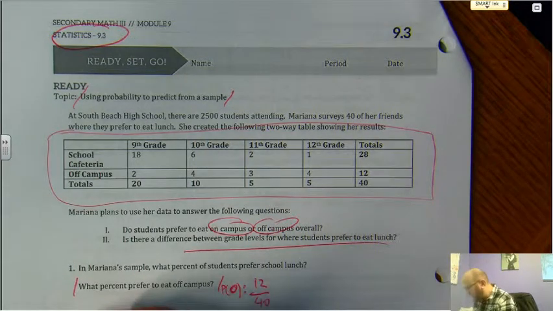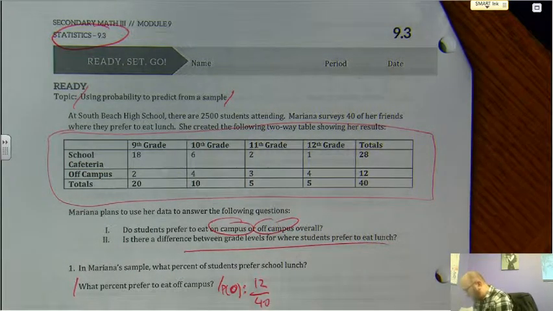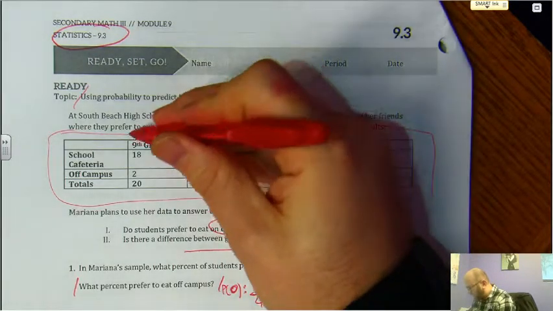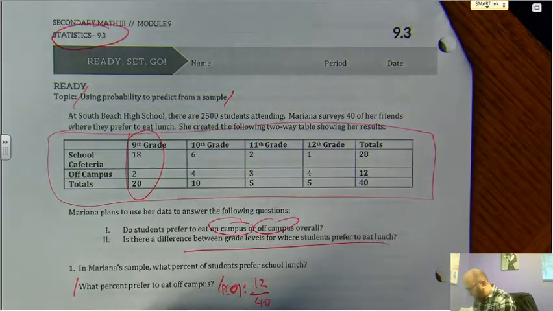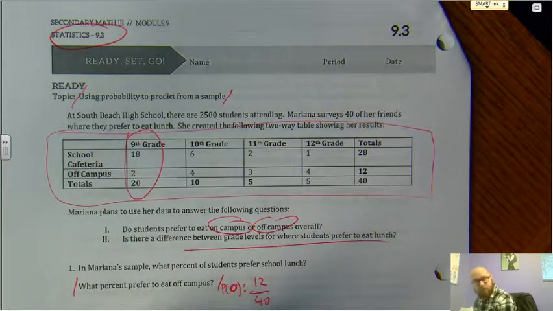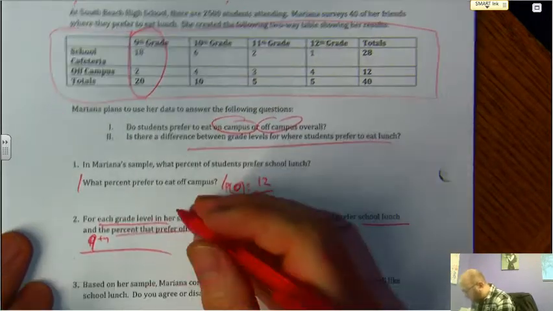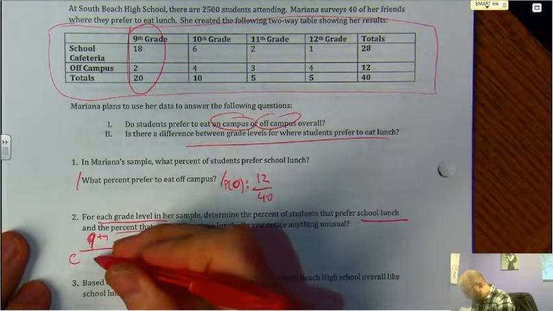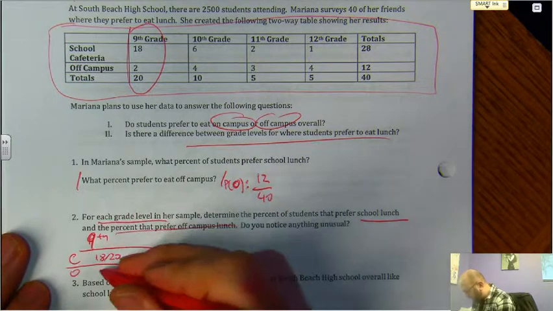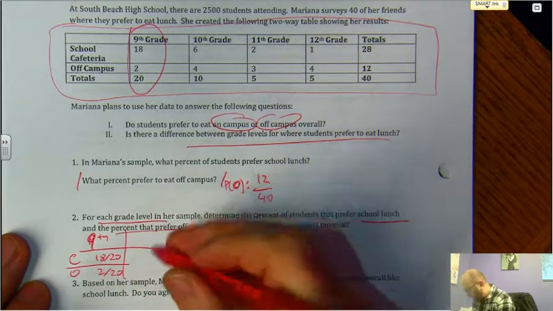Then we're going to be doing conditional statements for each grade level to determine the percentage of students that prefer school lunch and the percent that prefer off campus. So now we're going to be focusing just on 9th grade. So we'll have a 9th grade, and then we'll do the percentage. For cafeteria, it would be 18 out of 20, find that as a percent. For off campus, that'd be 2 out of 20, find that as a percent.